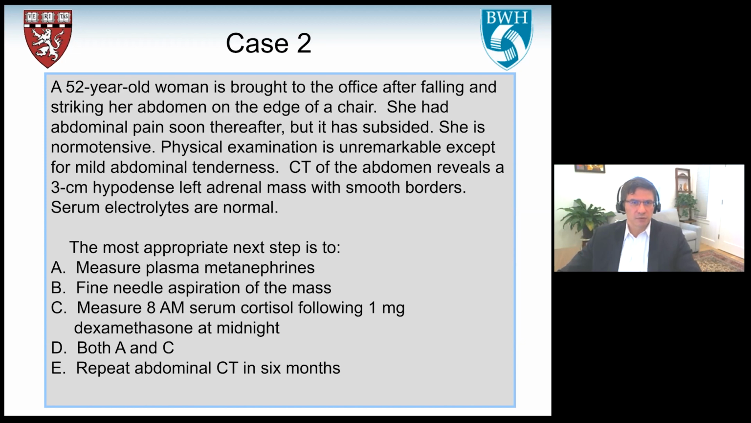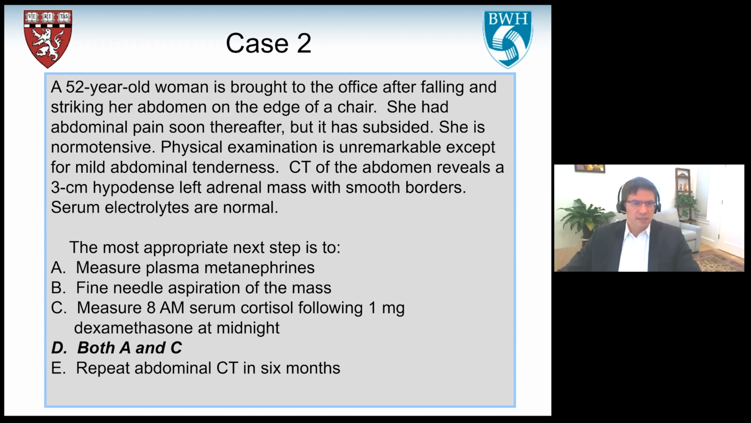Serum electrolytes are normal. The most appropriate next step is to A, measure plasma metanephrines, B, fine needle aspiration of the mass, C, measure 8 a.m. serum cortisol following 1 milligram dexamethasone at midnight, D, both A and C, or E, repeat abdominal CT in 6 months.